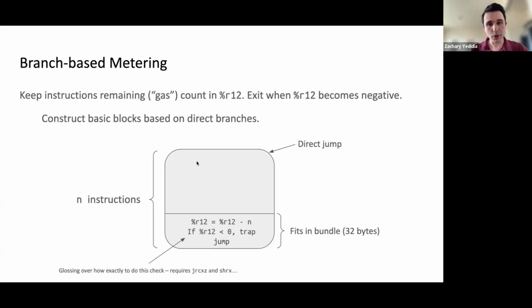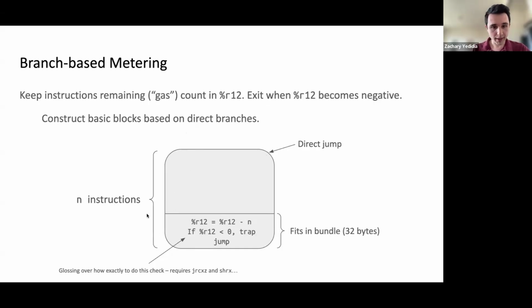So what we'll do is keep an instruction count of how many instructions remain before we preempt the program in a register, R12, for example. Then we want to force the program to exit when R12 becomes negative. Our verifier and compiler work together. The compiler inserts instructions at the end of every basic block that update R12, and the verifier, when it reads the program, makes sure that those instructions exist. So what this looks like is we have some basic block where a jump enters the basic block at the top, and there are some instructions that execute to do some computation.